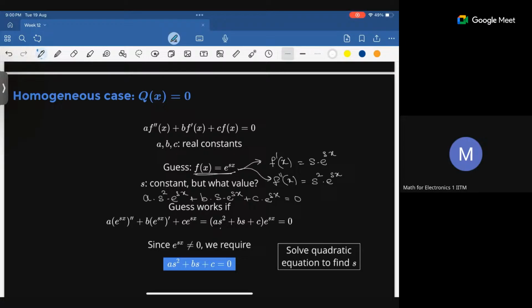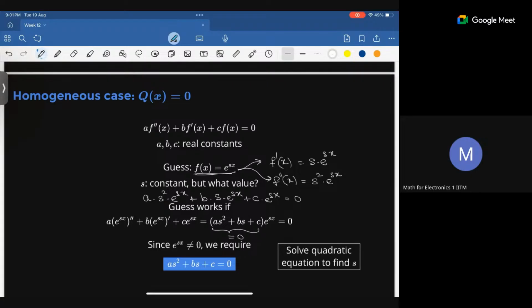So now, we have studied exponential functions. E power sx can never be 0, right? Even though x tends to minus infinity, it approaches 0, but not exactly 0. Since e power sx is not 0, what should be? We have a product of two things that should equal 0, and one is not 0, which implies that the other one should be 0. Right, so a s square plus b s plus c should be 0, which forms a quadratic equation in terms of s. Right, so a, b, c are given to us. We should find s.